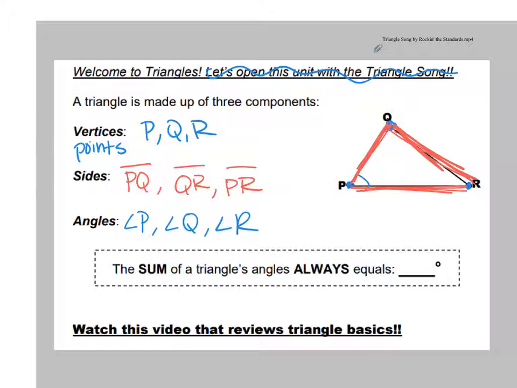The sum of a triangle's angles always adds up to 180 degrees. So triangles always add up to 180. So angles P, Q, and R will always add to 180. The reason being, you can think of a straight line makes the triangles. Sorry, that didn't really make a lot of sense.